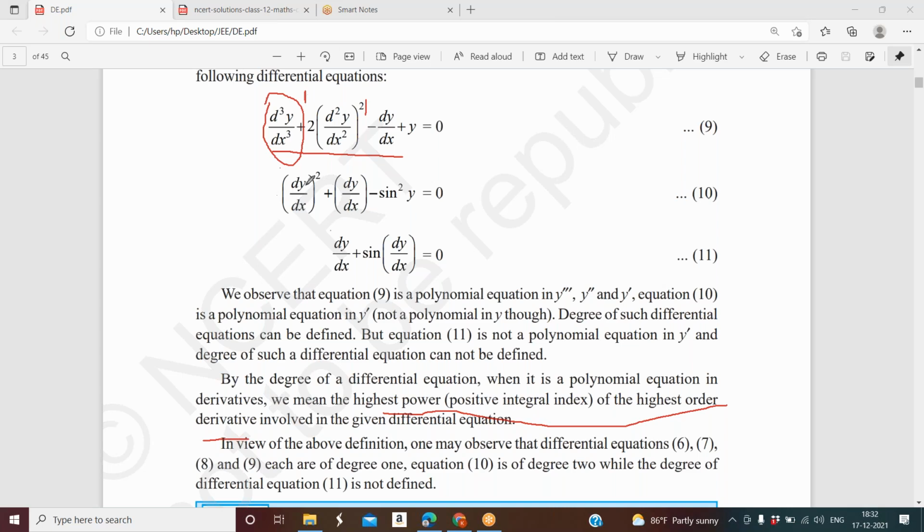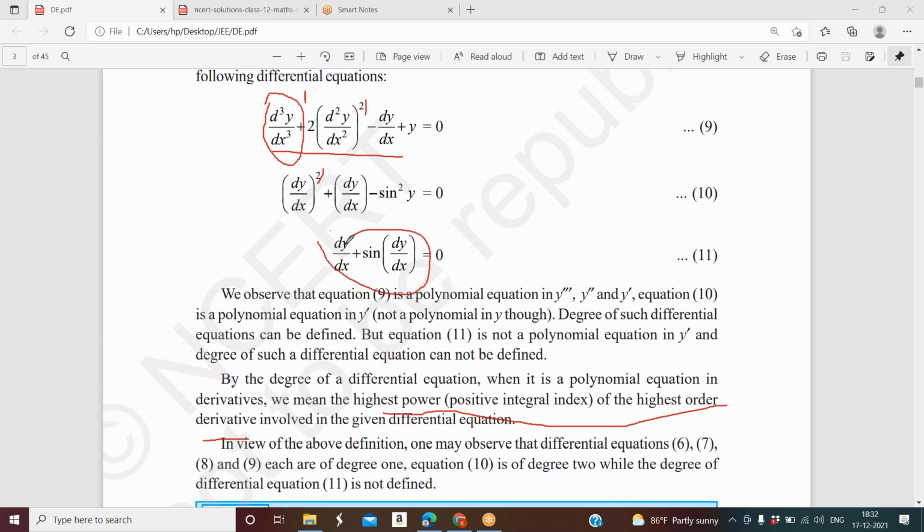Similarly, in the second equation, the highest order derivative is dy by dx, y differentiated with respect to x only 1 time. But what will be the power? We have 2 terms with the same dy by dx. What is the power? It is 2, the power of the highest order derivative.